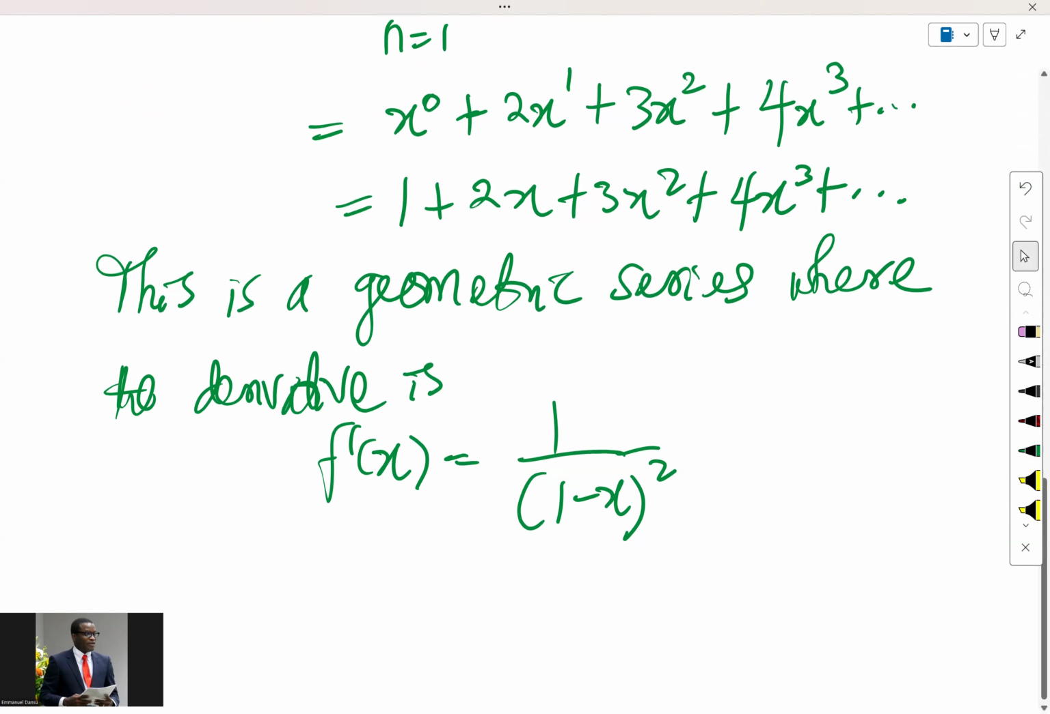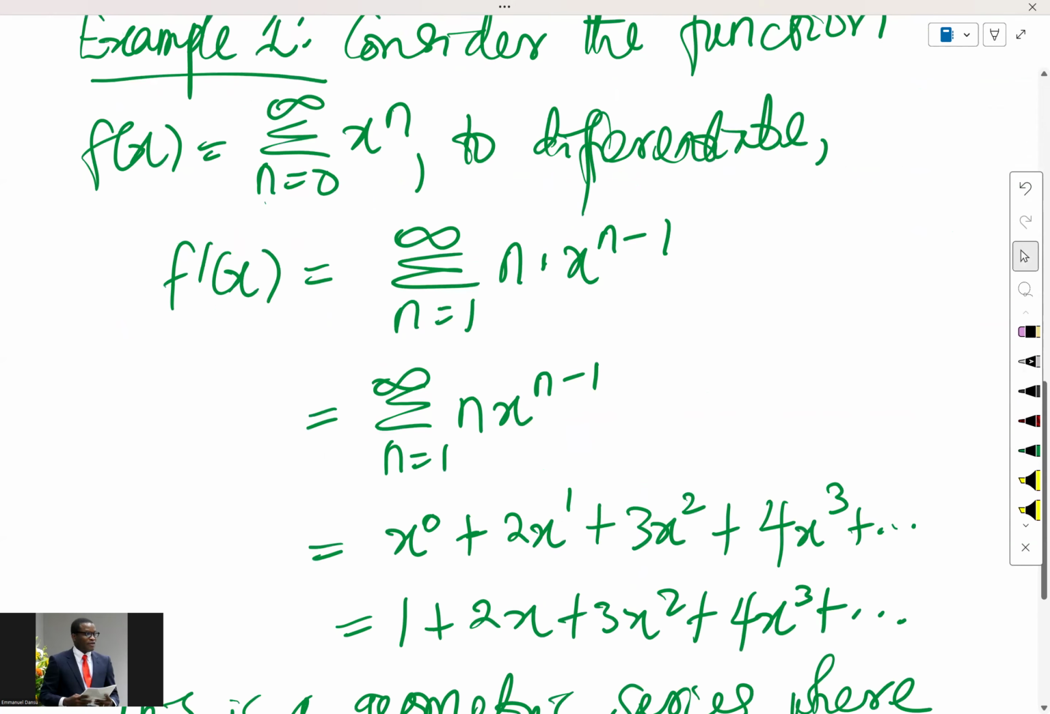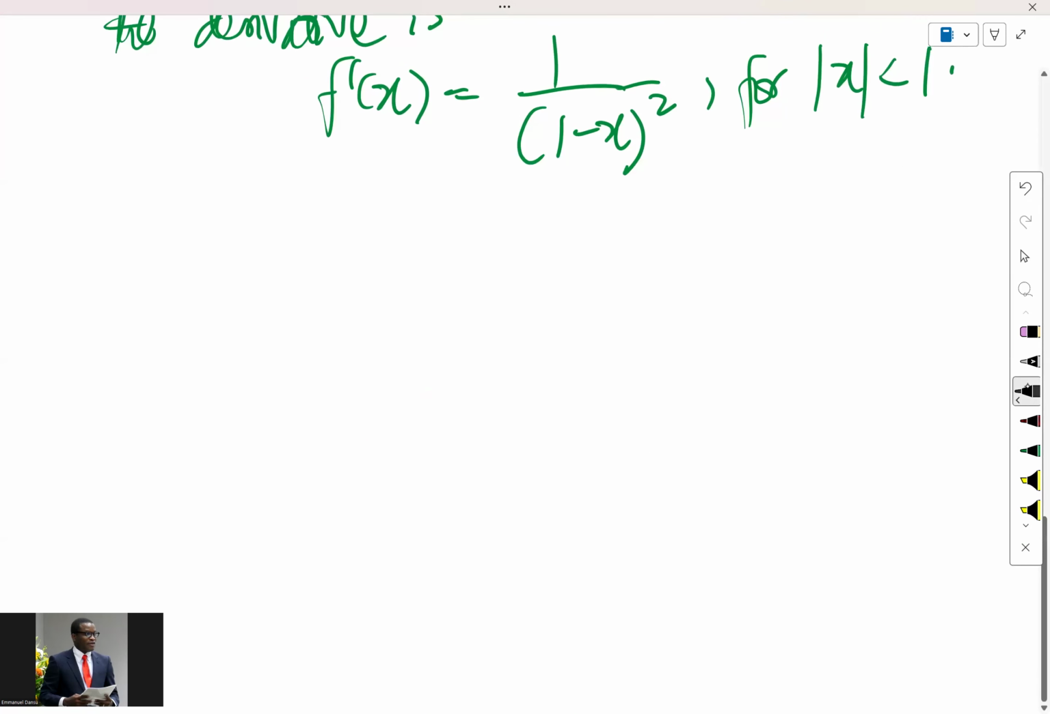This series is related to the geometric series, where the derivative is f prime of x equals 1 over (1 minus x) all squared. The condition is that the absolute value of x is less than 1. So that's an example right there. And then we go to the next one, example 2.